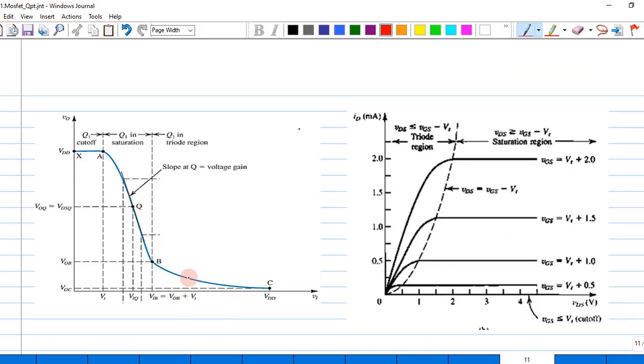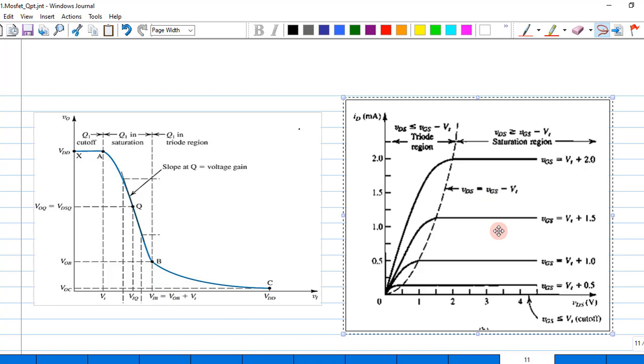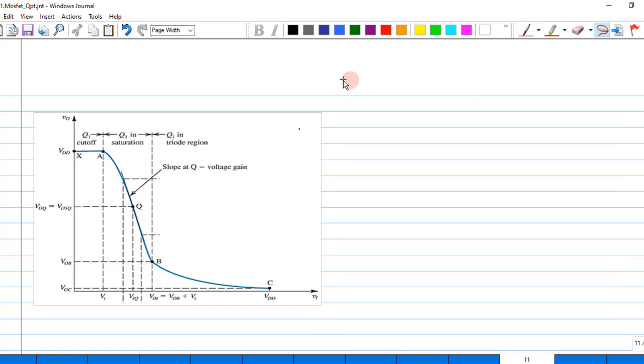Okay, so let me just quickly read this, which is not required. Yeah, so now let us see what would happen when I'm trying to fix my Q point here.